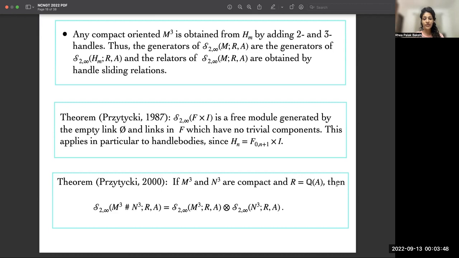Another theorem, due to Józef Przytycki from the year 2000, involves the KBSM of connected sums of compact oriented three-manifolds. And this theorem is for the field of rational functions. So the theorem states that if you have the KBSM of the connected sum of two compact oriented three-manifolds, then you get this nice tensor product of the individual KBSMs. However, this theorem is not true when you work over the ring of Laurent polynomials, and this is something important that we'll see later on in the talk.